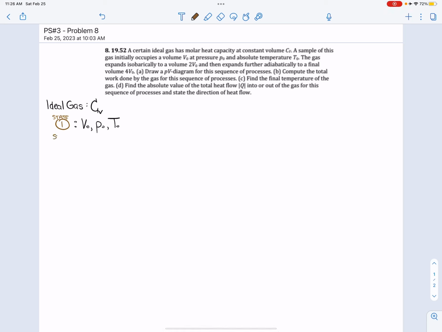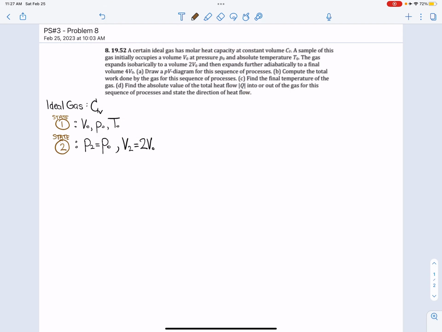So at state 2, we expand isobarically. So what does that mean? That means we have a constant pressure process. So that means P2 is equal to the same pressure at state 1, which is P0. And we know that V2 is equal to 2 V0. That's what is given in the problem. So that's what's given so far for state 2.